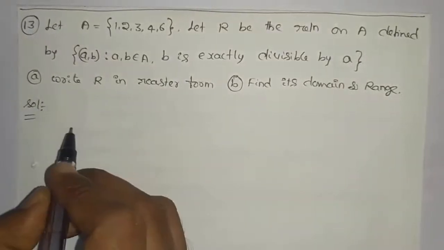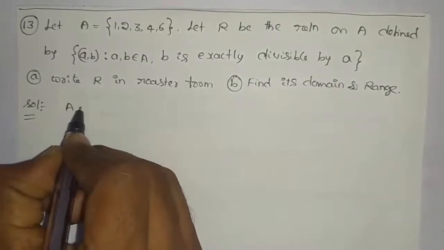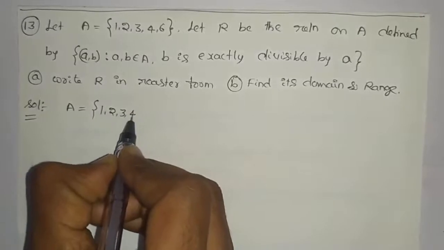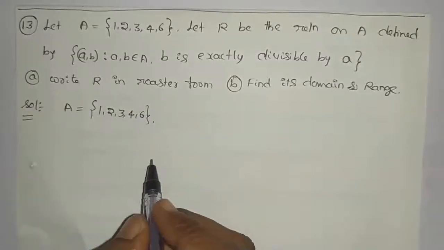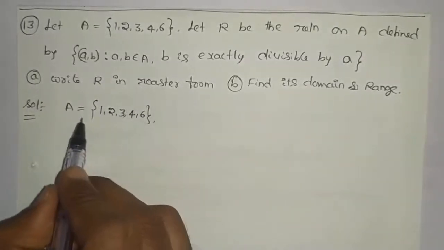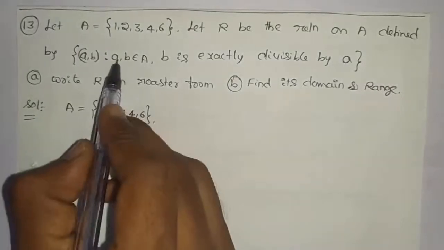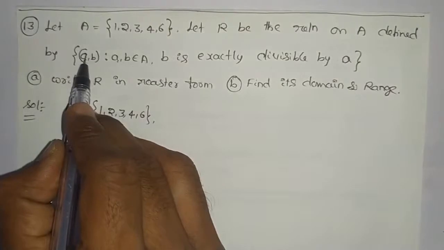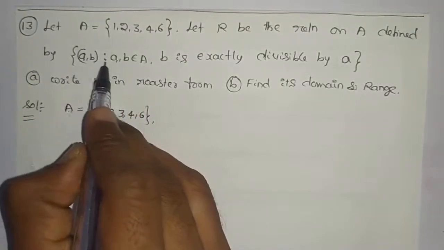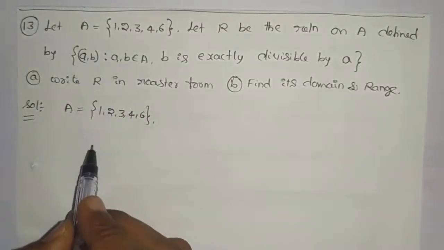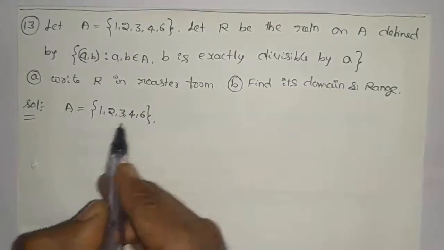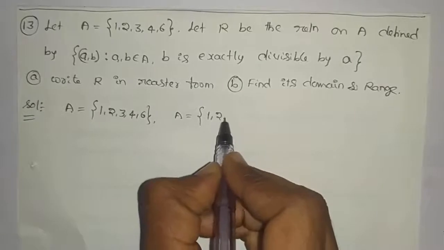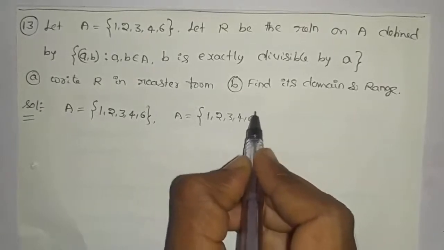Now let us find the Cartesian product. Set A equals {1, 2, 3, 4, 6}. Next we have to find the Cartesian product of A and A, because (a, b) belongs to the set A: the first element belongs to the set A, the second element also belongs to the set A. That is nothing but A cross A. Once again write down A equals {1, 2, 3, 4, 6}. Kindly do not confuse.